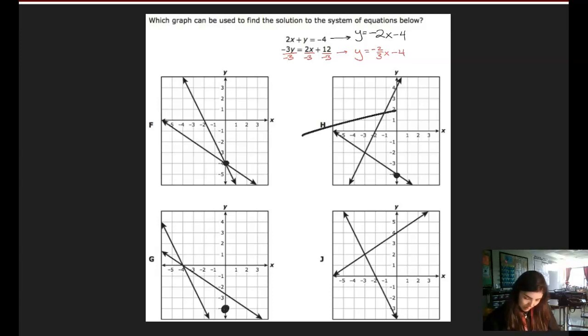This one doesn't even cross at -4, so it's definitely not right. And this one crosses at -4. It has a slope of -2. Seems pretty good. So we have just two that have survived the first one.